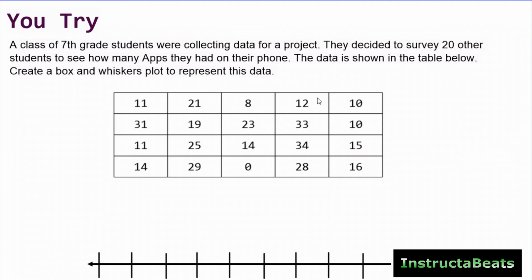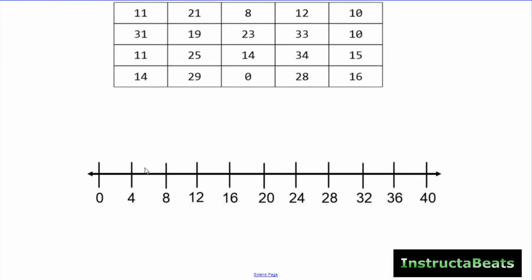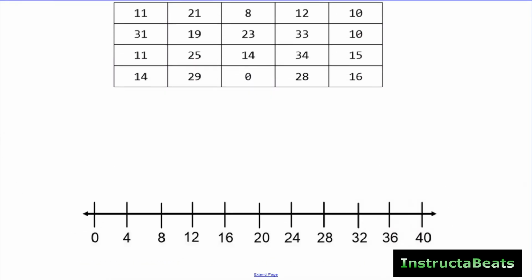But it says a class of 7th grade students were collecting data for a project. They decided to survey 20 other students to find how many apps they had on their phone. This is the data, right? They put it in a little chart. So here's my x-axis down here. Let me move that down a little bit. And then what I'm going to do is I'm going to do a dual screen right here so you can see the information that we already found from last lesson in my box and whisker plot.